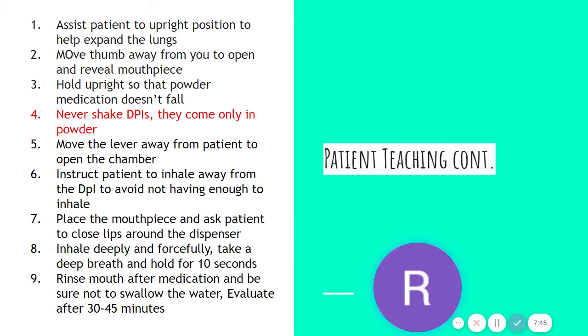Instruct the patient to exhale away from the DPI to avoid not getting enough medication. That should be exhale, I'm sorry. Then place the mouthpiece and ask the patient to close lips around the dispenser. Inhale deeply and forcefully. Take a deep breath and hold it for 10 seconds. Then again, rinse the mouth after medication, being sure not to swallow the water. Then we have to evaluate patients after 30 to 45 minutes of medication.